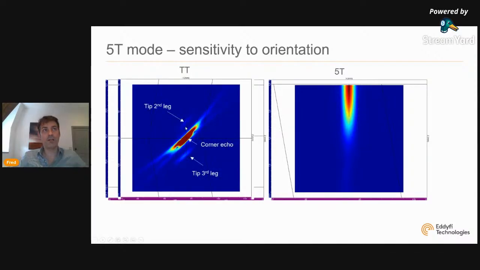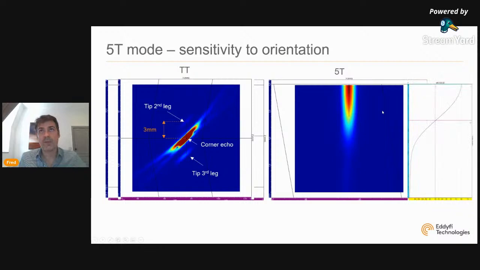So I have my corner echo, I have my tip diffraction on the second leg. This is my tip diffraction on my third leg. And this is my typical 5T mode reconstructed after a rebound. So sizing is exactly the same. I will be using tip diffraction to corner echo for my TT, and I will extract my 3mm. Here I'm going to use a 6 dB drop, and I will size it at 3.2mm, which is pretty much the same as 3mm. My pixel size is 100 microns, so I am close to being within my tolerance of my grid.